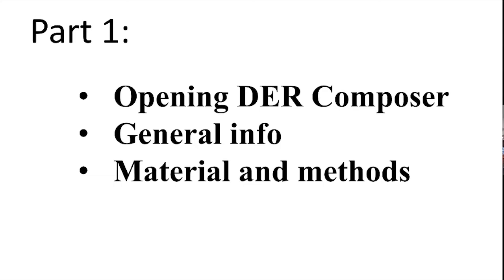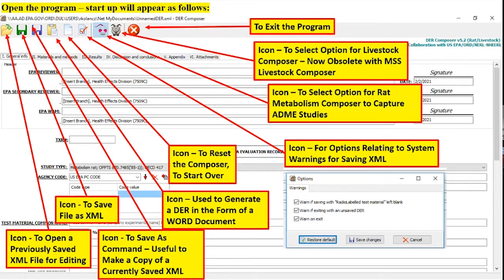Part one will involve opening the DER composer, population of the general info page, and following up with the materials and methods section of the composer. I'll go through a series of screenshots where this is the opening screen of the program. There are a number of icons across the top, and I'll take just a couple of minutes to illustrate their function. The folder to the left is the icon to open a previously saved XML file.